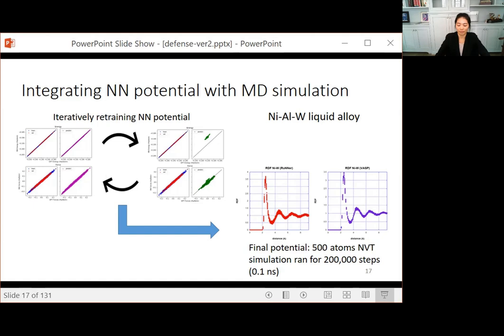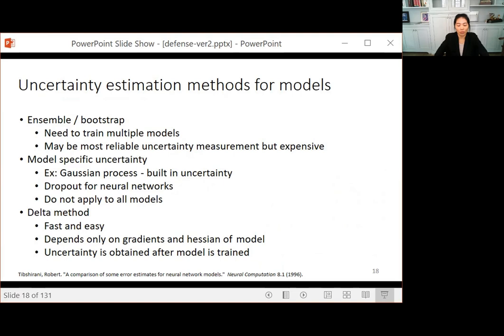So I'm gonna give an overview of what uncertainty estimation methods people typically use. The first one is ensemble bootstrap. And in this method, instead of training one model, you train multiple models. And you can use the prediction from the models in the ensemble to give the variance or the uncertainty estimate. And in this method, it works well in a lot of cases, but it can be tedious to train multiple models, and it can also be computationally expensive.